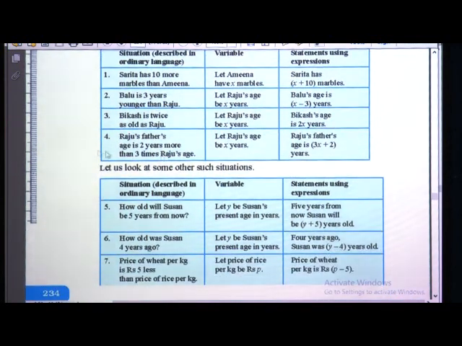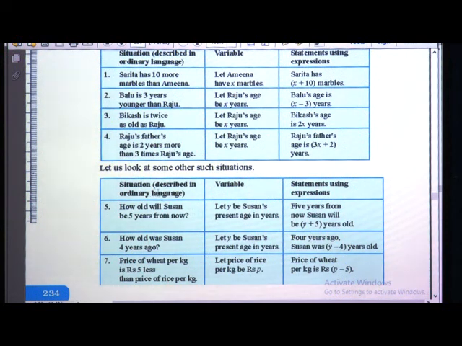Next, Raju's father's age is 2 years more than 3 times Raju's age. So we do not know Raju's age, so we will put it as x. So 3 times Raju's age means 3x. And who is 2 years more than 3 times Raju's age? Raju's father. So 3x plus 2 years. When we put the variable x, we will get Raju's father's age. Okay.